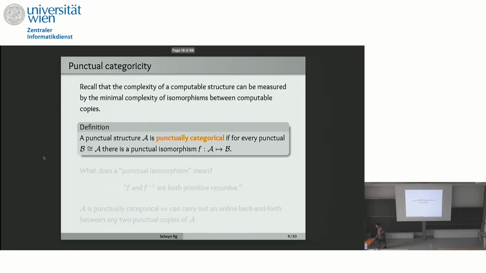Okay, right. With this model of computation, you can do many things. I'm just going to talk about one particular class of problems. The idea comes from the notion of a computable structure. In computable structure theory, people try to understand the computational content of certain structures, and one of the ways in which one can try to measure the content of a structure is by looking at the minimal complexity, that is, to calibrate how difficult it is to compute isomorphisms between computable copies of the structure.